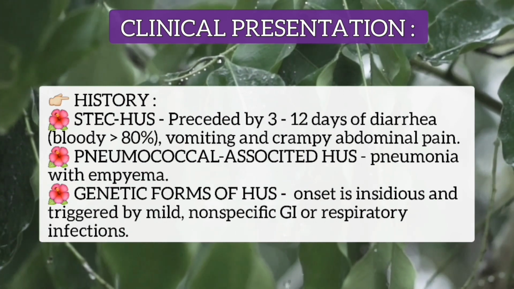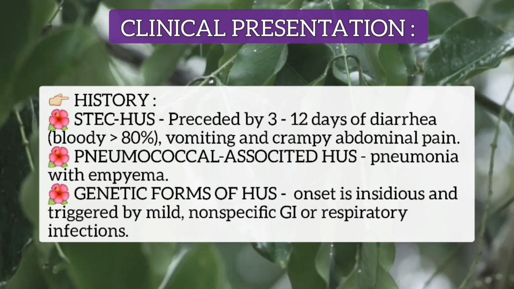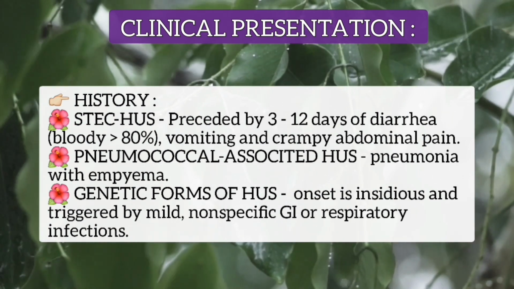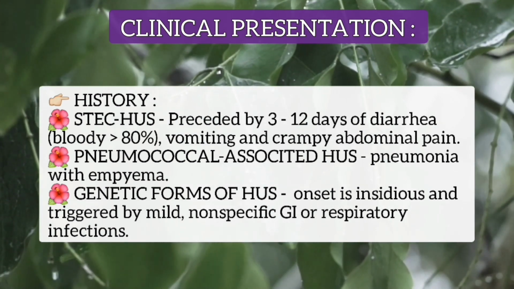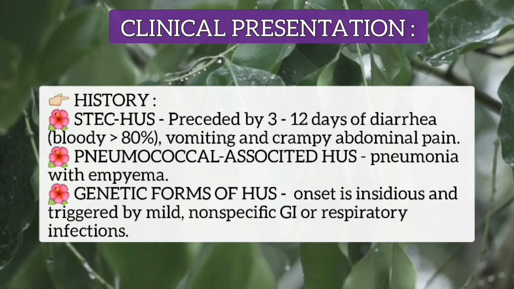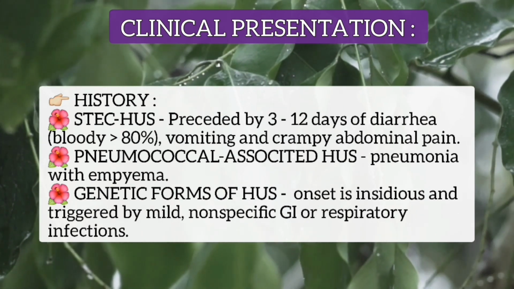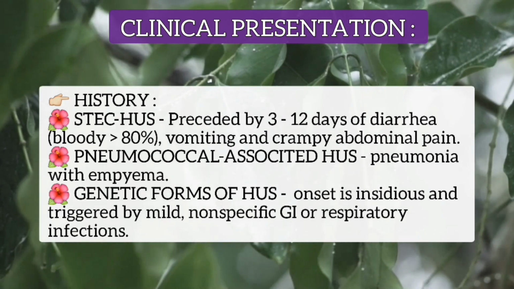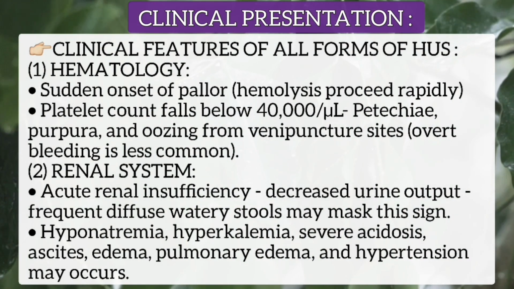The Shiga toxin-producing E. coli-associated hemolytic uremic syndrome is usually preceded by 3 to 12 days of bloody diarrhea with or without vomiting and crampy abdominal pain. In pneumococcal-associated hemolytic uremic syndrome, the patient usually has pneumonia with empyema. Now, in the atypical type or the genetic forms, the onset is insidious and is usually triggered by a mild non-specific GI or respiratory tract infection. Now, these are the features which are common to all forms of hemolytic uremic syndrome.